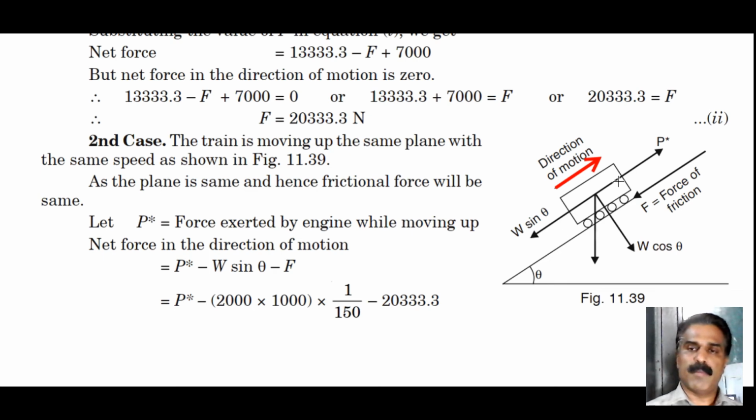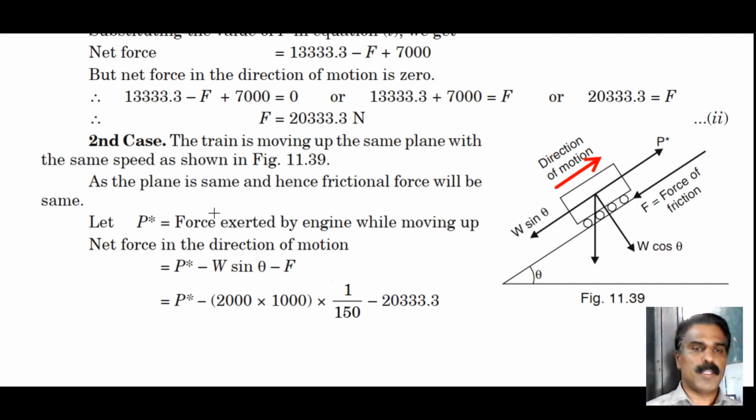Now, what are the forces acting on the train? The first one is the force P applied parallel to the plane in the upward direction. Then, as the train is moving upward, the force of friction should be in the downward direction. Then weight is there, the same 2000 kilonewton, and its components are W sin theta parallel to the plane and W cos theta perpendicular to the plane. Inclination theta is the same, 1 in 150.